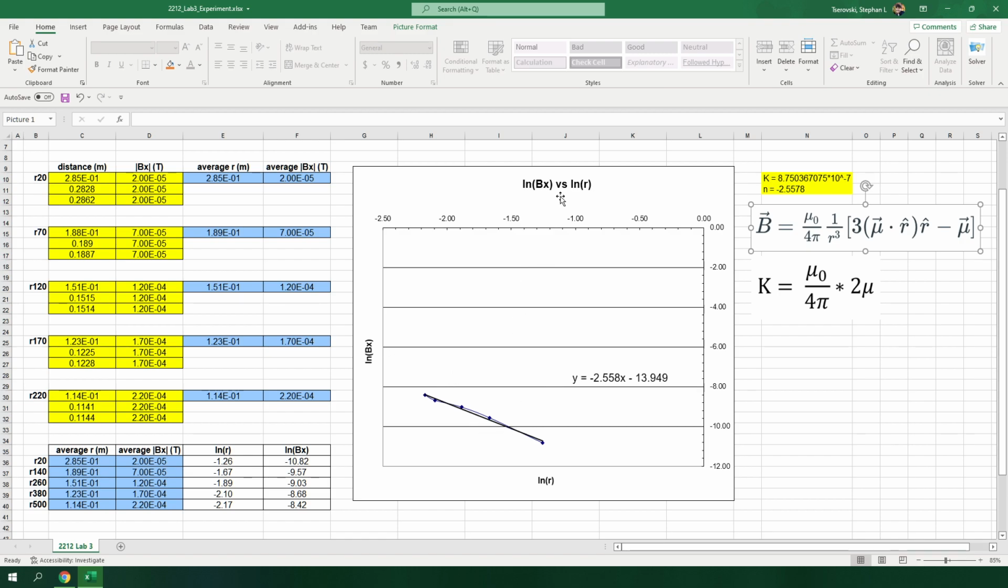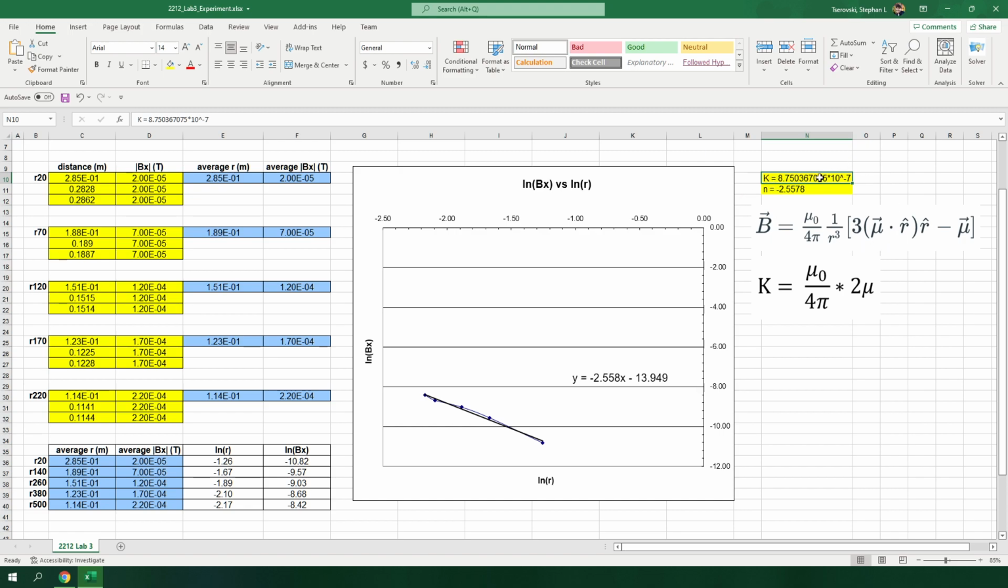for this logarithmic graph of the data, the log of the magnetic field versus the log of the distance. And as you can see, the slope is the distance dependence here. So this is the equation for the trend line. And the slope is the distance dependence. And the intercept is the natural log of this value right here, k. And from the natural log of k, we can easily get the value of k. And I've calculated that and written it here.